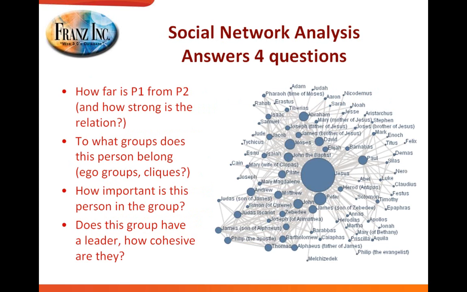So what our social network analysis libraries do is basically answer 4 different types of questions. With our software, if you have represented people or companies in the database, you can say how far this company or this person is from the other person, and also how strong that relationship is. Then if you have a particular person, we can compute the groups that person is in. So we can do both ego groups, just friends and friends of friends, or completely connected groups, which are cliques.